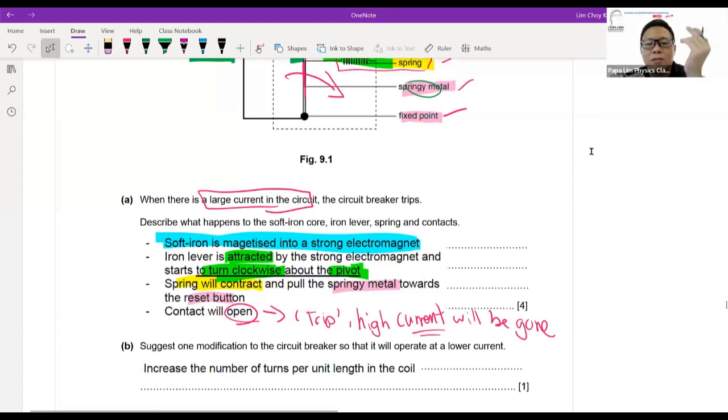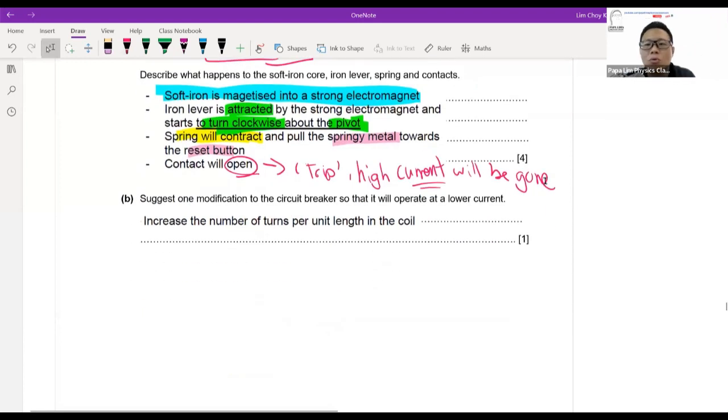Okay, this is how the circuit breaker works. Now, remember the key focus of you describing how the device works is actually to take note of the labeling. The labeling actually is a hint from the marker to tell you how the whole thing might work. Okay, one modification, I would say, is a standard thing.